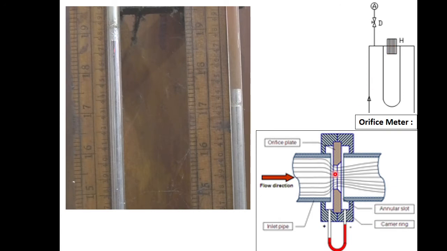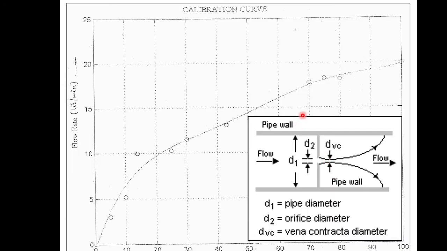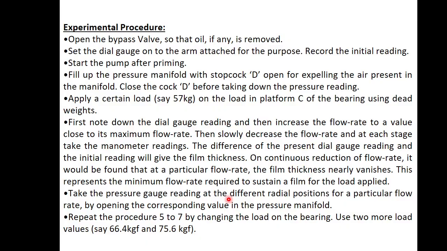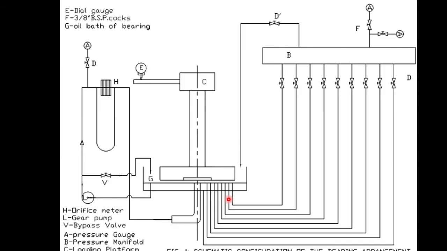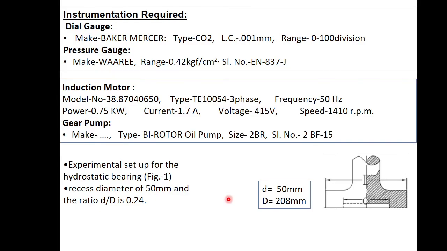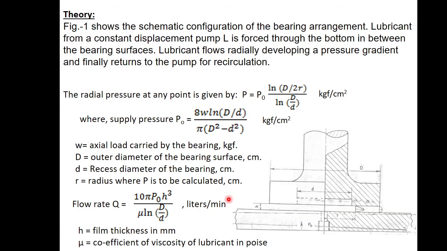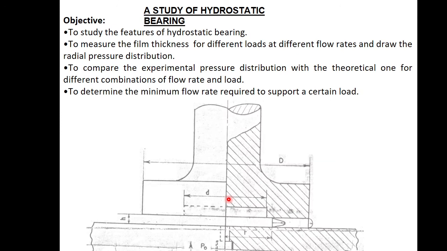Okay, and where is the calibration curve? This is the calibration curve. So this is flow rate versus manometer limb difference, manometer reading difference in millimeter. Okay, that part is complete. So this is about the experimental setup, and from this experimental setup we can make a plot of pressure distribution, and we can determine the minimum flow rate also.